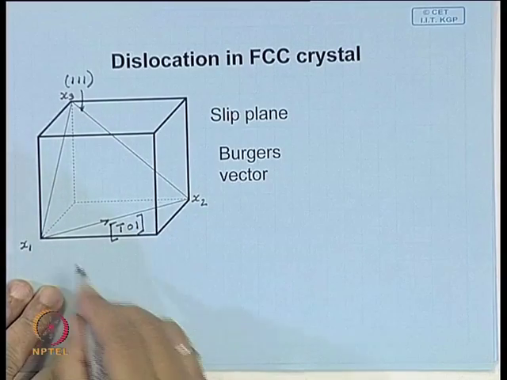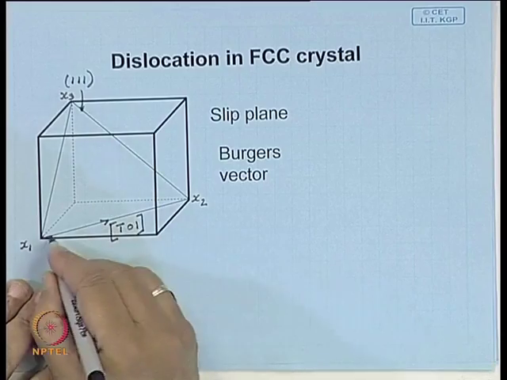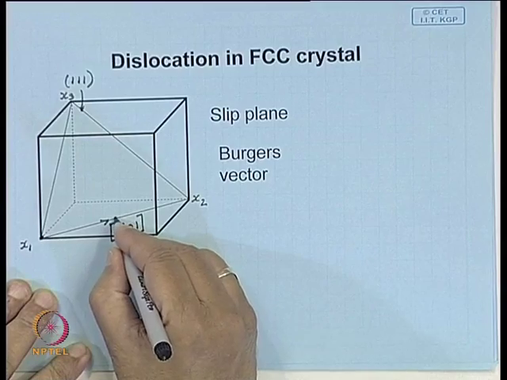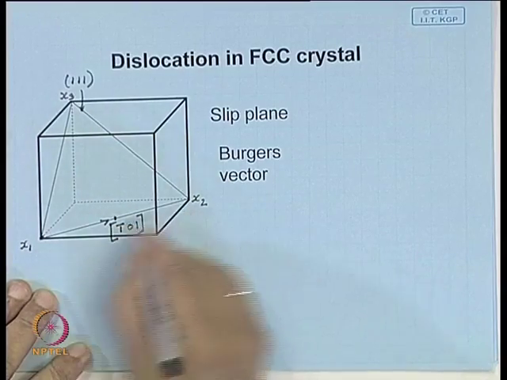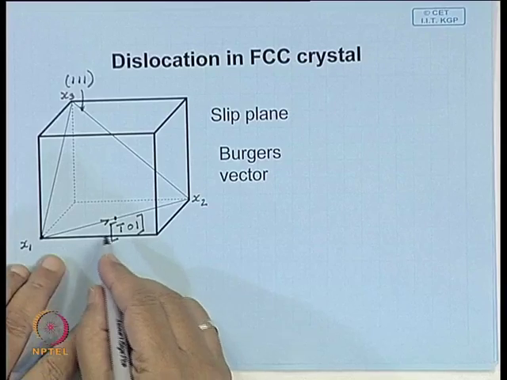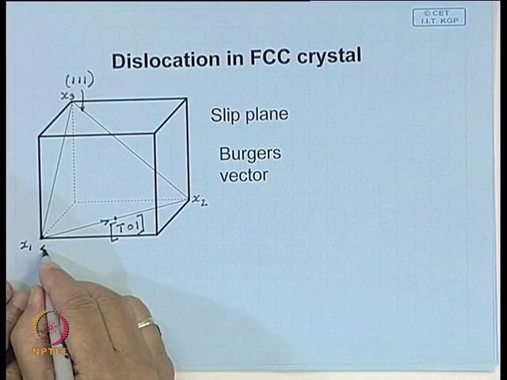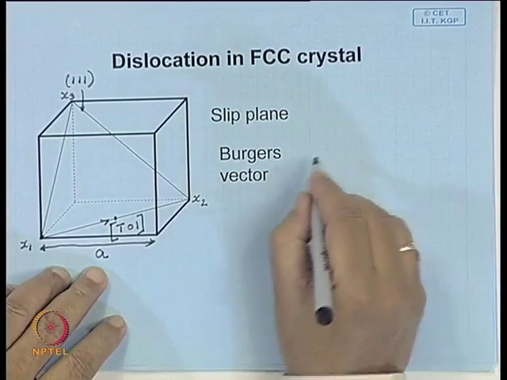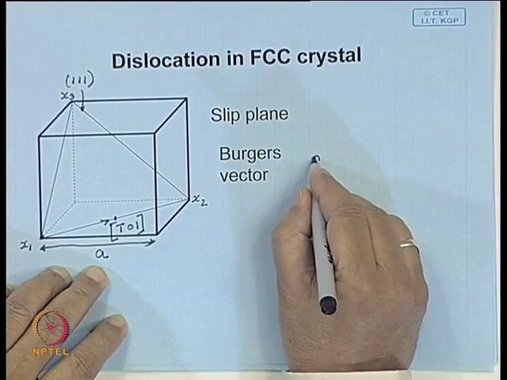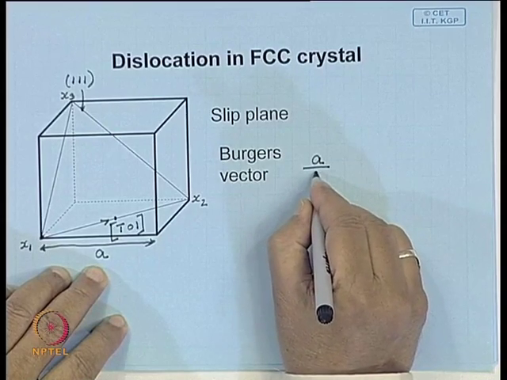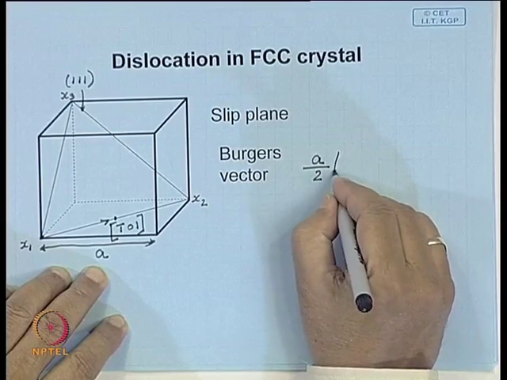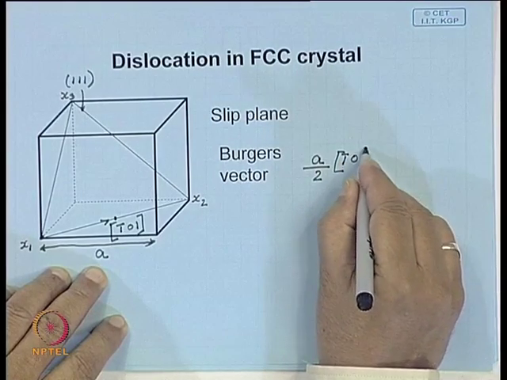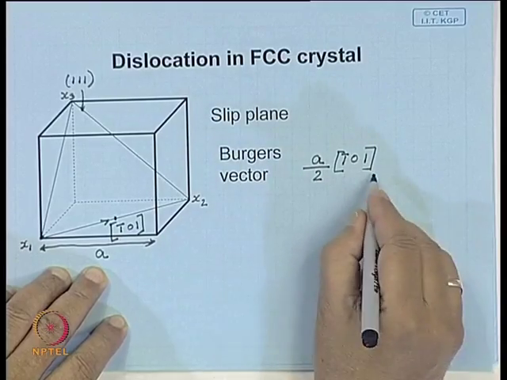And what is the Burgers vector? The Burgers vector is one atomic distance along this. So, this distance is from here to here, so half of this. Therefore, if we say the lattice parameter is A, we can write this Burgers vector as A over 2, 1 bar 0 1. So, this is a vector representation.